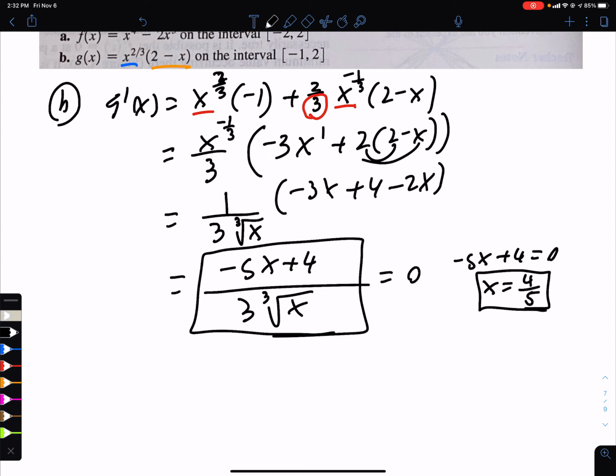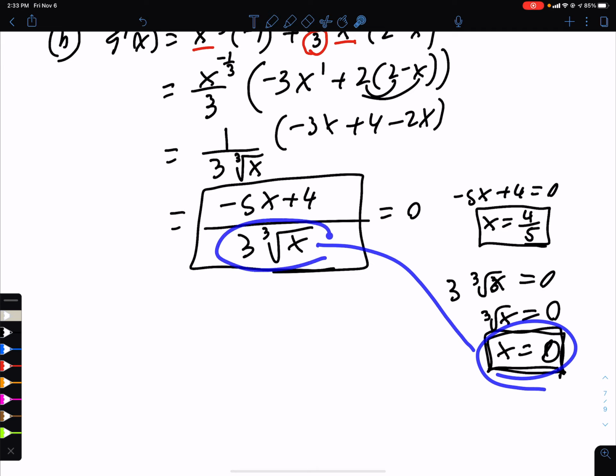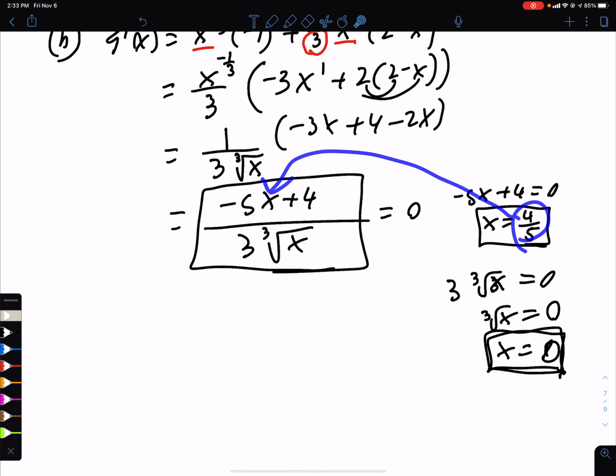So how do I get an undefined? A fraction is undefined if you divide by 0, or the denominator is 0. So I'm going to set the denominator equal to 0. Divide both sides by 3. Cube both sides. So I have two critical points. At 0, my derivative, I'm dividing by 0, it's undefined. When x is 4/5, if I put a 4/5 there, this becomes 0, my derivative is 0. So two critical points. I have found two critical points.